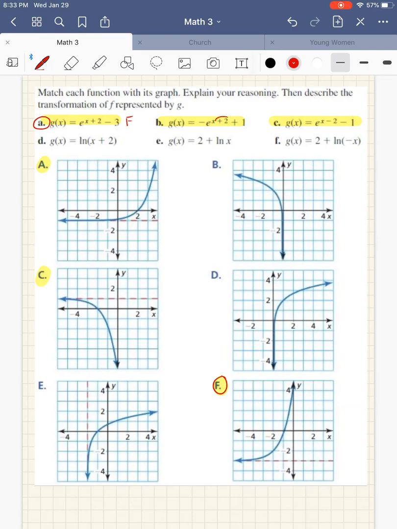I see a +2, a +1, and a negative in front. So what does all that do? Turns out if we have x plus 2 together like this, that's going to move it left 2, like we did on this problem. This +1 is going to move it up 1. And this negative is going to reflect over the x-axis.